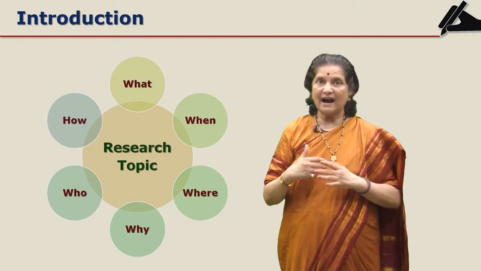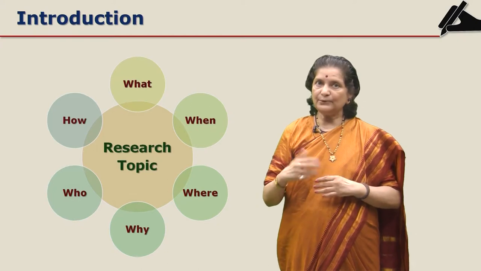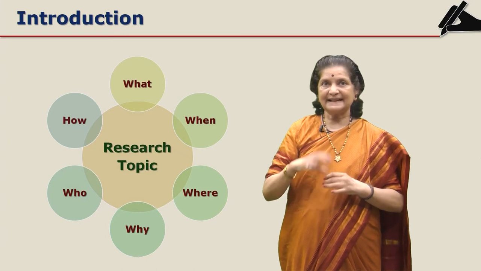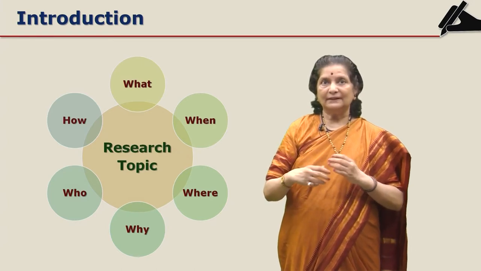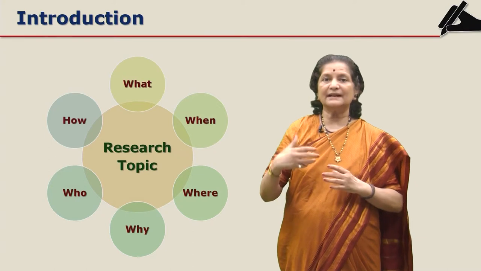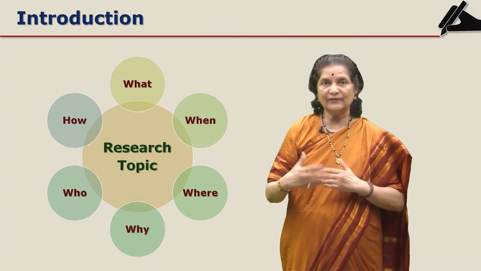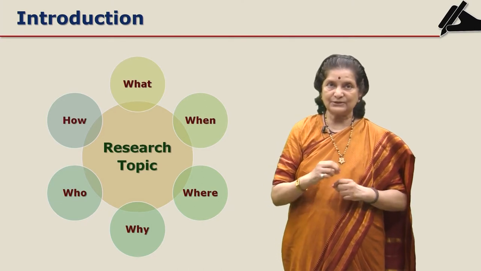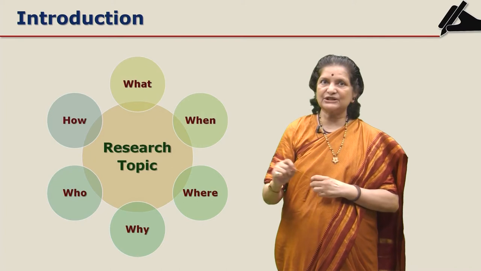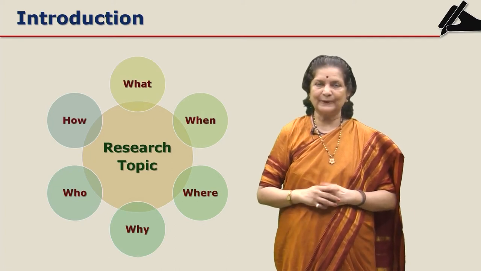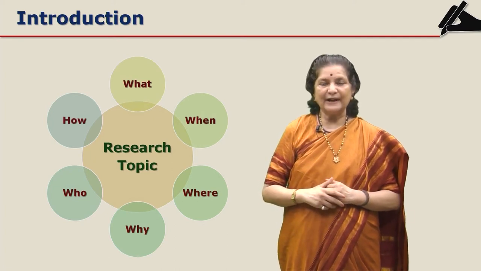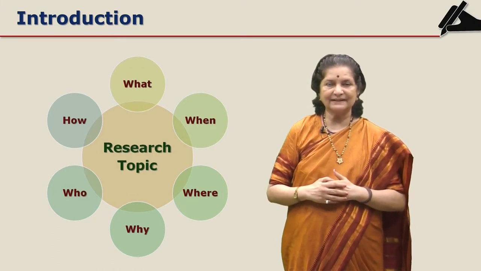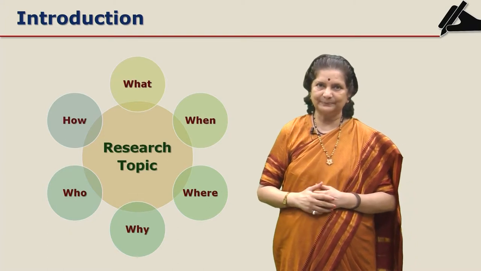Now this can be asked as to how your earlier researchers have treated the topic. Asking the questions, how and what earlier researchers have done will give you another exploration in your own research topic, and it will give you the direction for your research. So we have to ask these 5 W's and 1 H questions before we start doing the literature review.